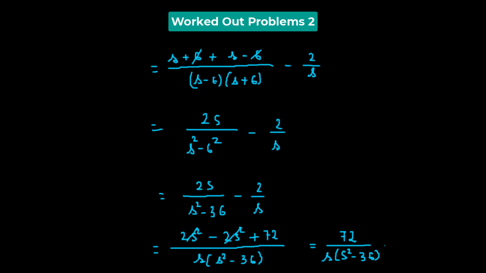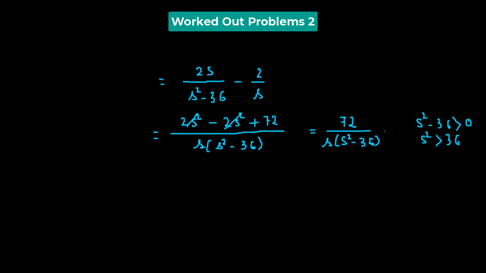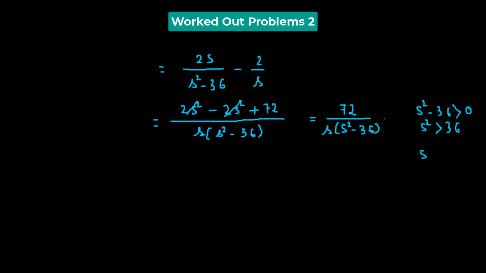Of course, s squared minus 36 must be greater than 0. So we say s squared is greater than 36. I can say s must be greater than the modulus of 6. So this is the Laplace transform of the given function. Now let's try method number 2.